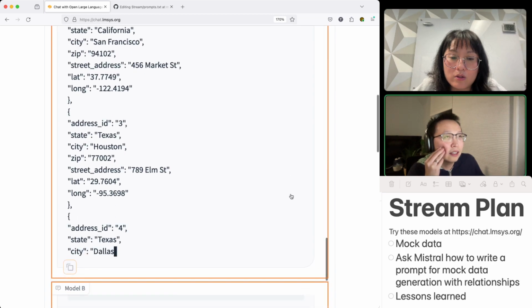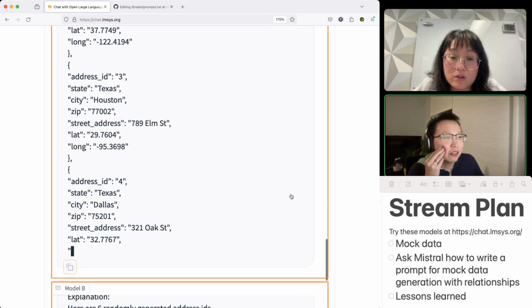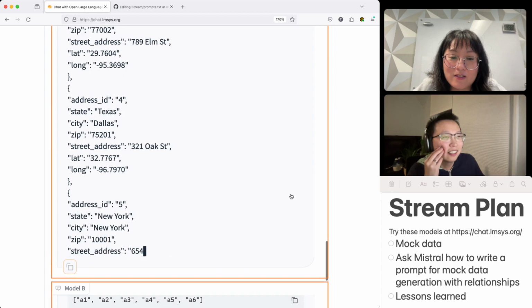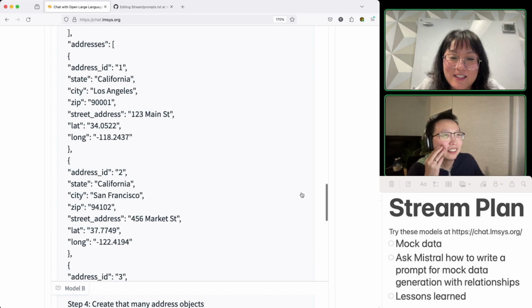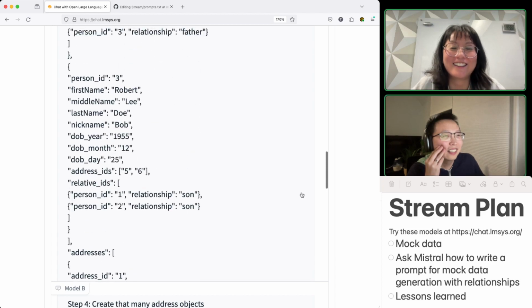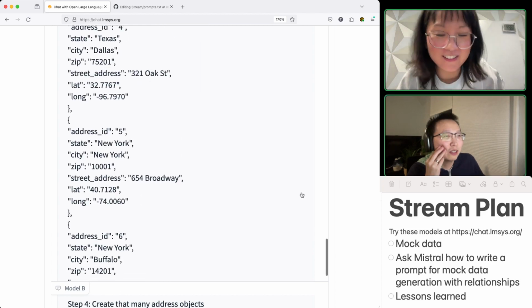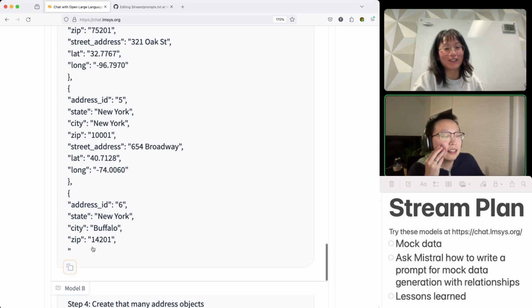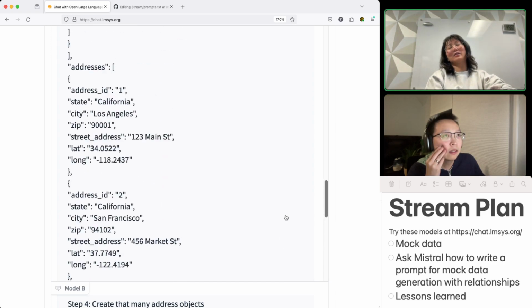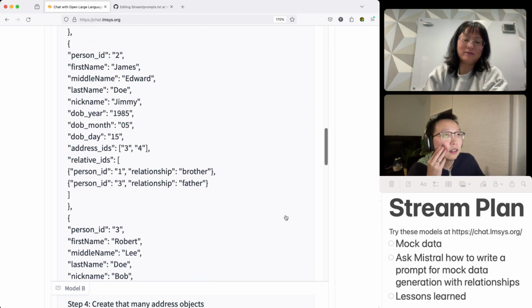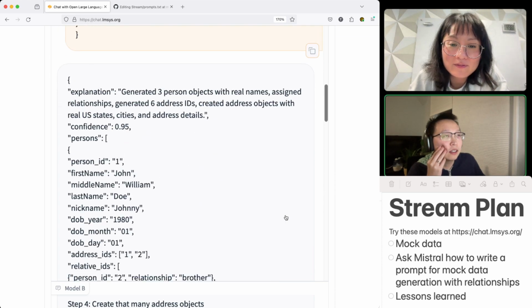Yeah, and it will give us all six addresses. Let's see. Oh, this time it gave us all six addresses. It's not being lazy. But it didn't finish the sixth one. Oh no, that's a token problem. Okay, but let's go through and take a look at this.